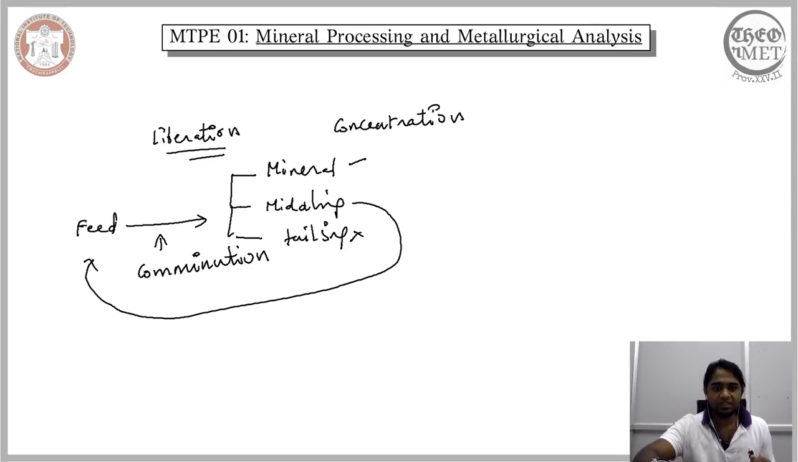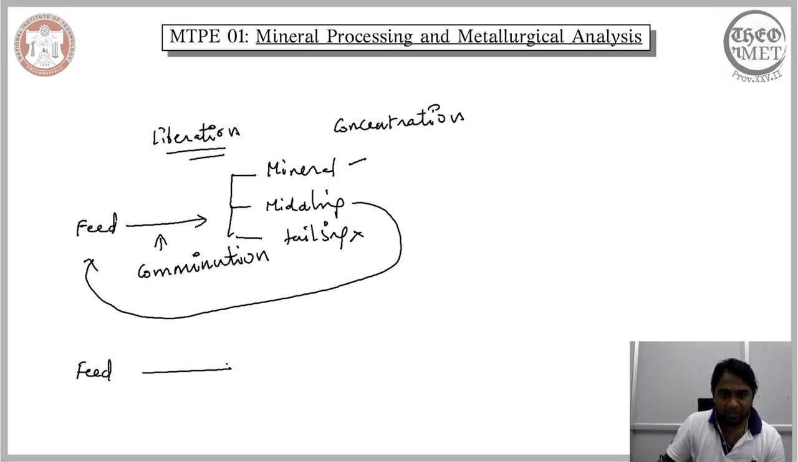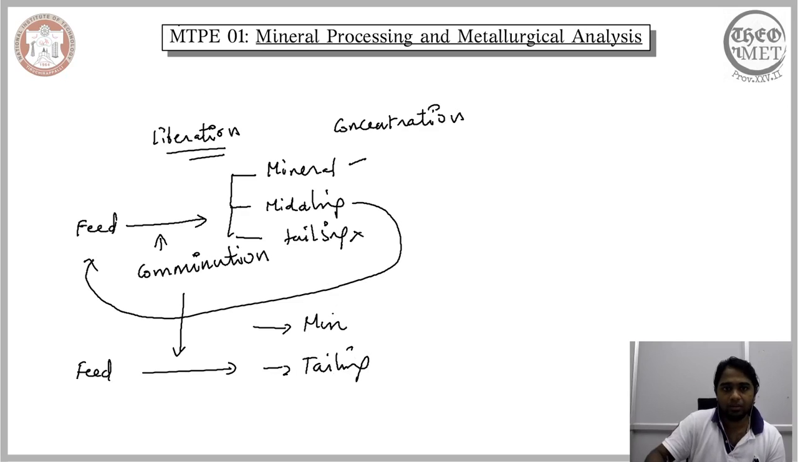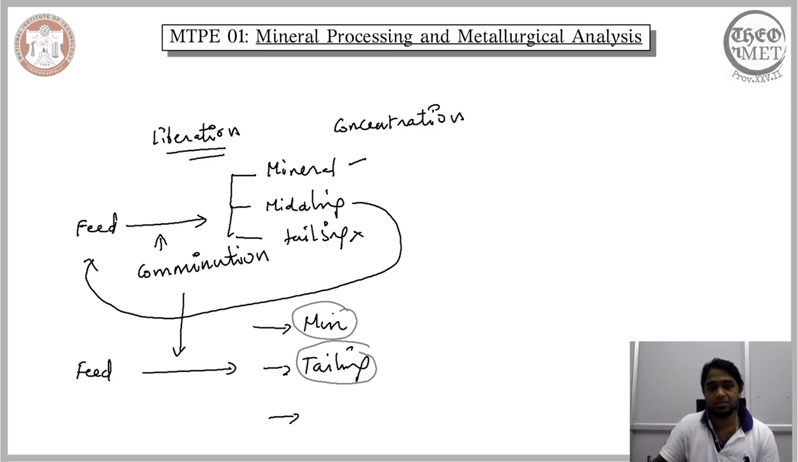So again we begin with the feed, and we again introduce comminution here. However, even though we are able to identify certain free particles, that is free mineral particles and free tailings, that is free gangue particles, the amounts of these are quite low. The proportion of the free mineral particles and the tailings is quite low. Predominantly, the particles are made up of what we refer to as middlings.